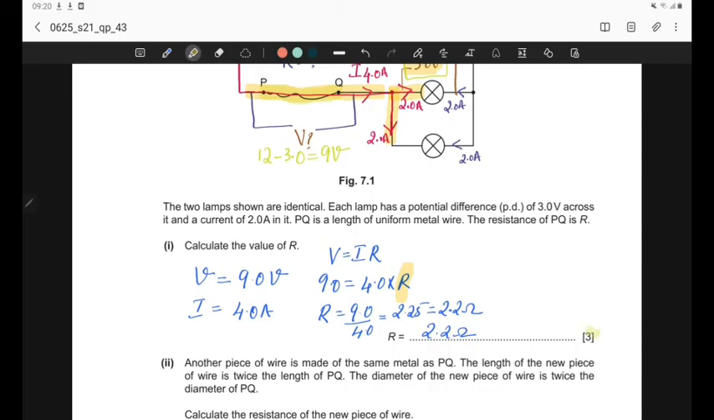Please note that this is a 3-mark question, so you should write enough steps. First mark you will get for mentioning the equation V is equal to IR, and for identifying the voltage across the wire and the current passing through the wire, you will get the 2nd mark. And for the final answer in 2 significant figures with the correct unit, you will get the 3rd mark.